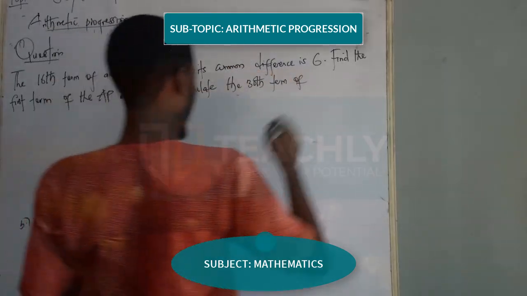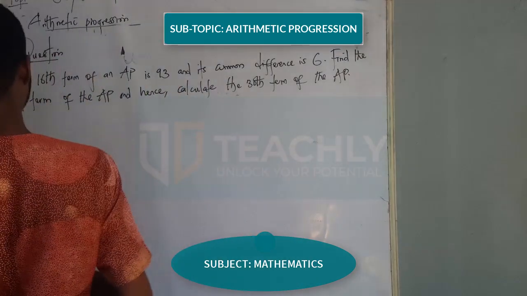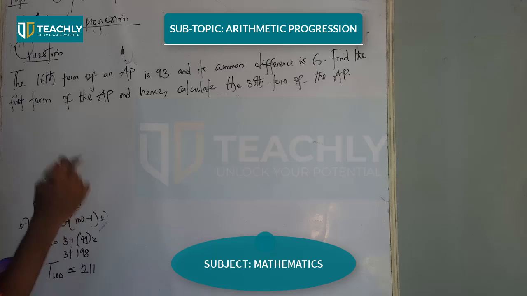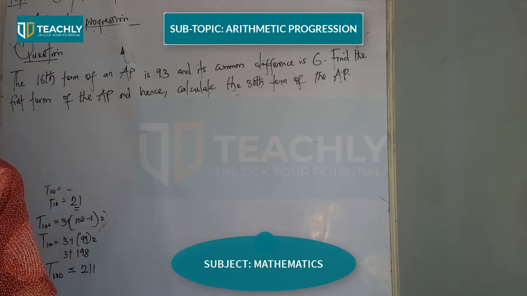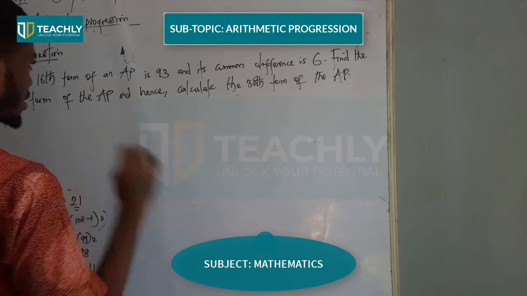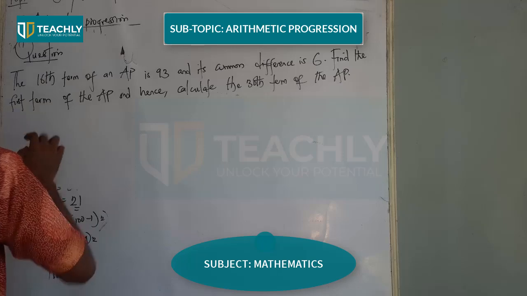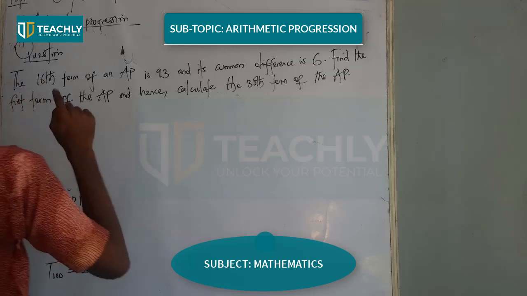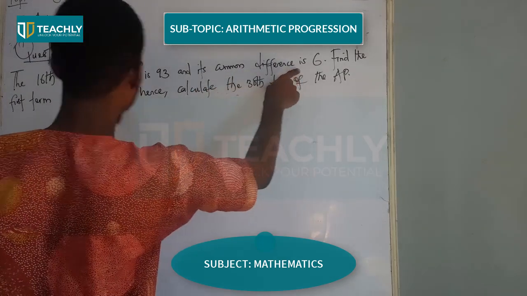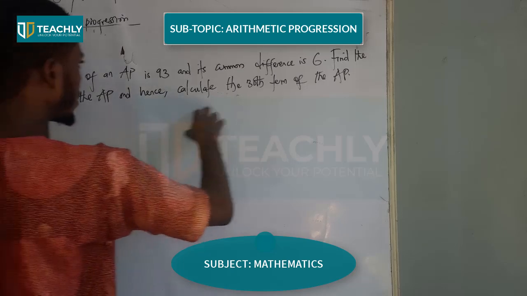A question like this might be a little confusing, but it is not. It's very, very simple. What we need to do is to approach it with understanding. If I'm answering a question like this, I'm going to read it twice. So let's read it twice now. The 16th term of an AP is 93, and its common difference is 6. Find the first term of the AP and hence calculate the 30th term of an AP.